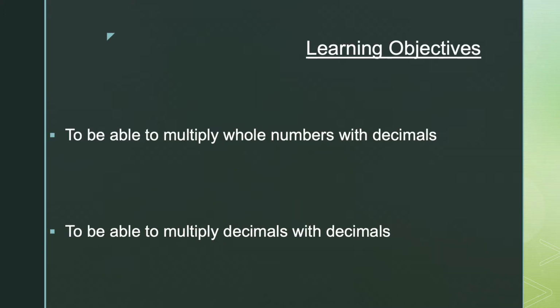Right, guys, so these are our objectives for today's lesson: to be able to multiply whole numbers with decimals, and to be able to multiply decimals with decimals. So we're looking at roughly grade 3-4 for today's lesson. Possibly grade 3 in the beginning, and then as we get harder, obviously grade 4.